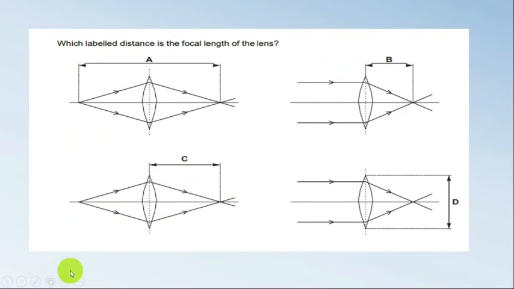Which labeled distance is the focal length of the lens? How do you find the focal length? You remember? When parallel rays move toward the lens, then they all refract and meet at the principal focus. So B is the focal length of the lens. For sure not D, for sure not C, because the rays are not coming parallel. Only when they are coming parallel do they meet at the principal focus. And here also for sure it is wrong.